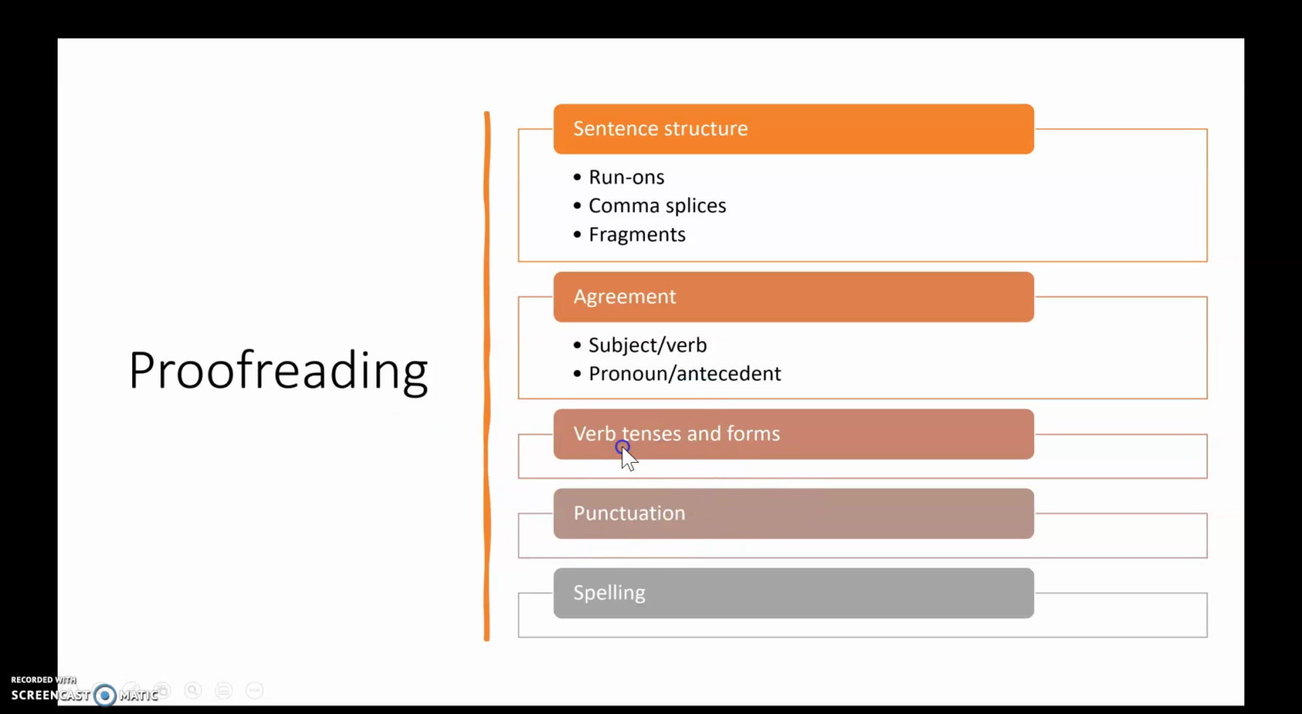Check for your verb tenses and your verb forms. Make sure your subjects and verbs agree. Make sure that you're being consistent with tense or that you're using the right form of the verb. Check your punctuation, make sure everything's where it should be, and spelling as well.